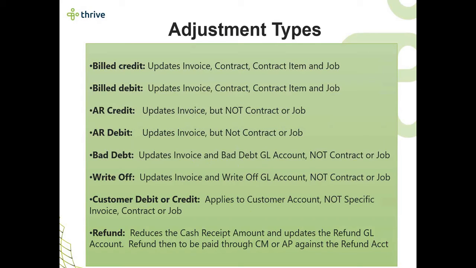So they're the adjustment types, to give you an idea of the differences between those. Preferably, we don't normally recommend using the top four, bill and AR debits and credits. It's cleaner if you do actually void the invoice and re-enter the invoice for the correct amounts if you can. Bad debt and write-offs will be up to your accounting team as to when you use that.